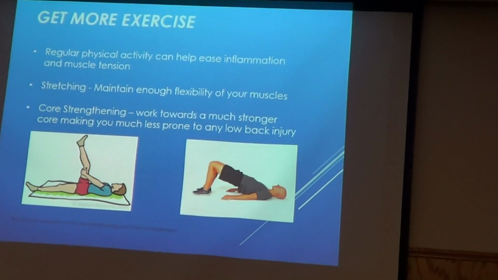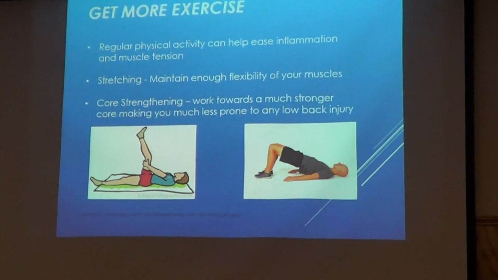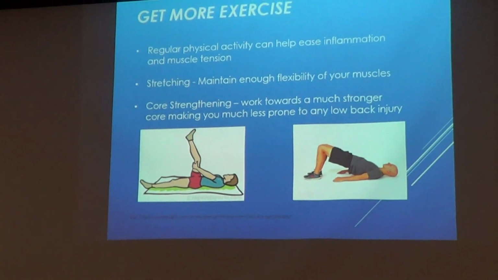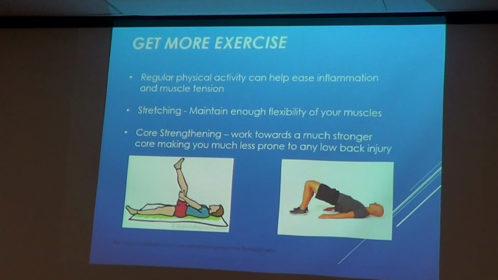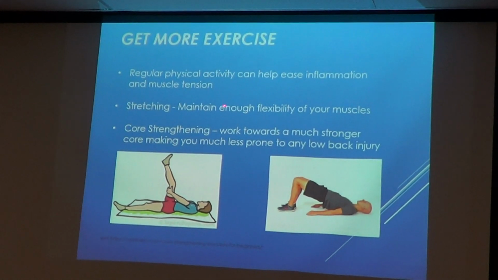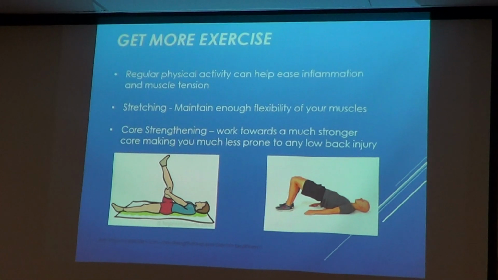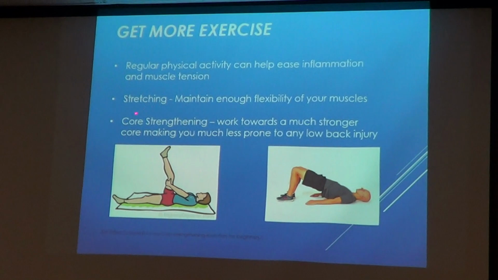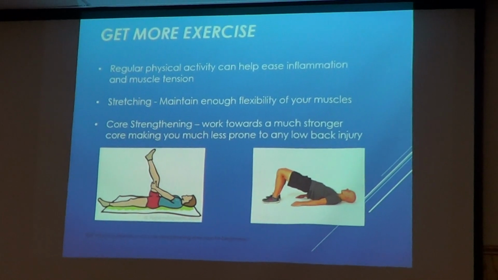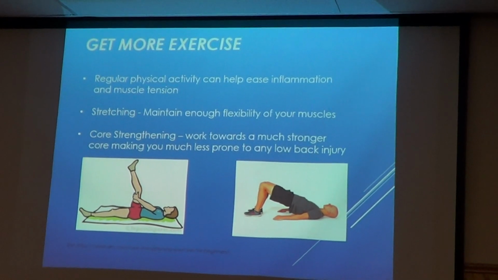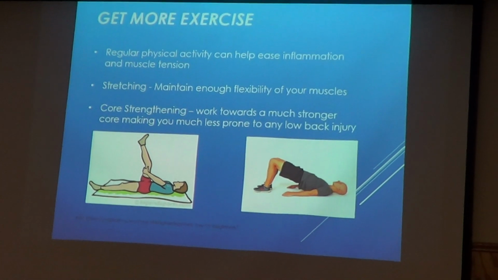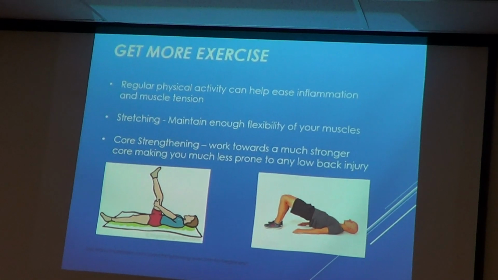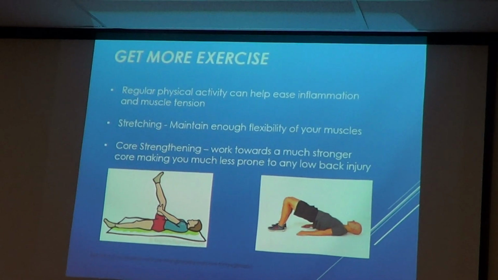Stretching. So I'm going to focus on stretching and strengthening here. What to stretch in terms of muscles and what to strengthen. So what muscles to work on to make them stronger. Stretching maintains enough flexibility of your muscles so you're less prone to injury. And then strengthening, we're going to talk about our core. Core is just your torso, so the muscles around your spine. If they're strong, they brace the spine and help prevent the injury. I'm going to talk about it in a bit.